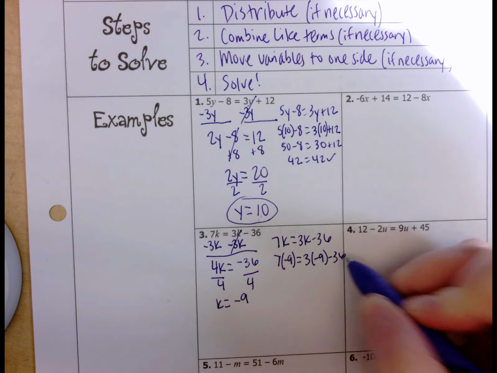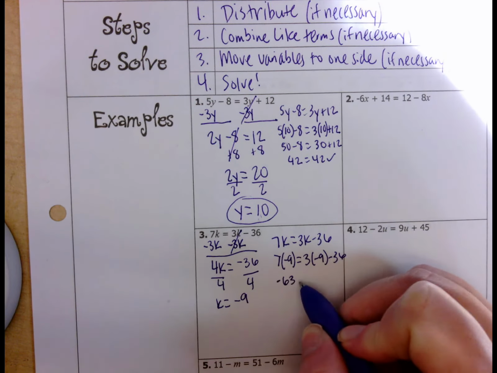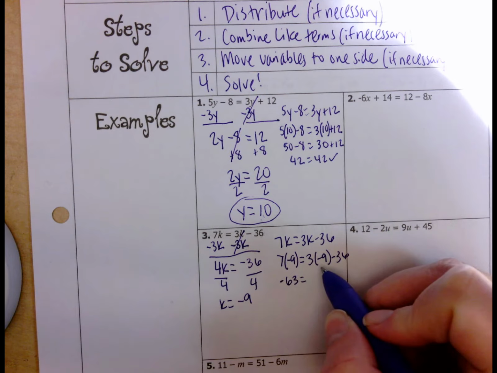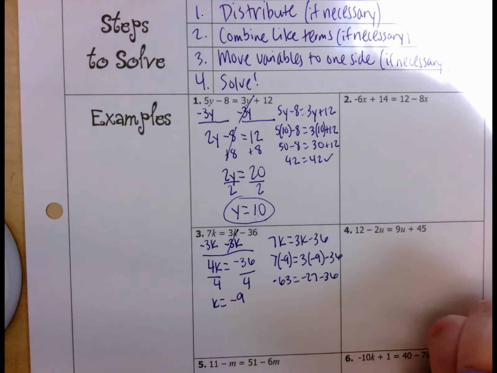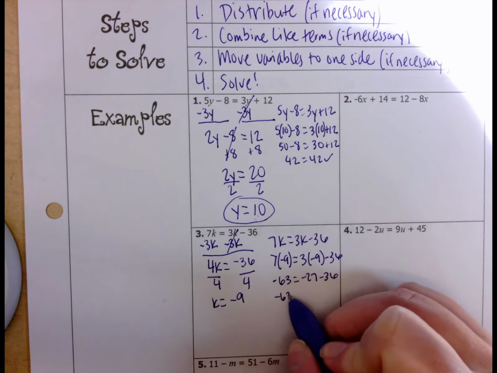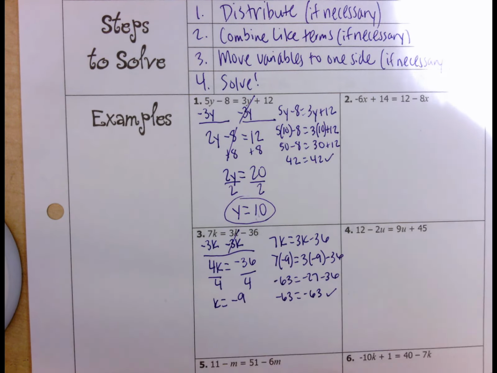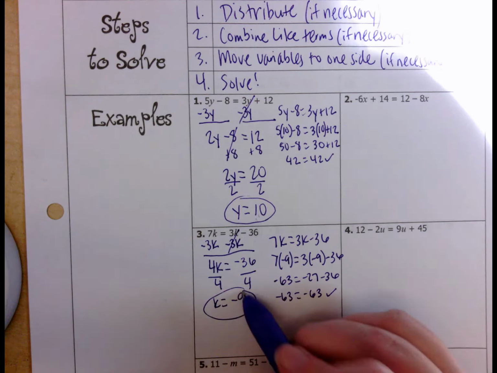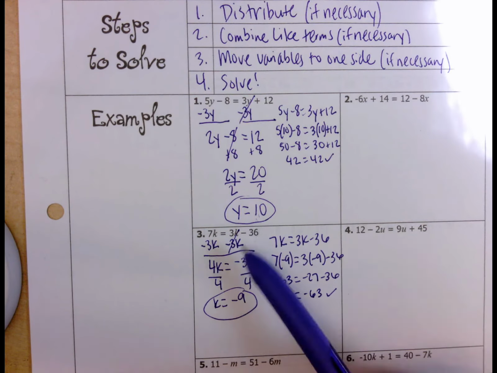And then I'm going to check myself. 7 times negative 9 is negative 63. Negative 9 times 3 is negative 27 minus 36. And so if I work this out, negative 27 minus 36 should be a negative 63, and it is. And so in that case, the correct answer is negative 9. Okay, so the value of k is negative 9.